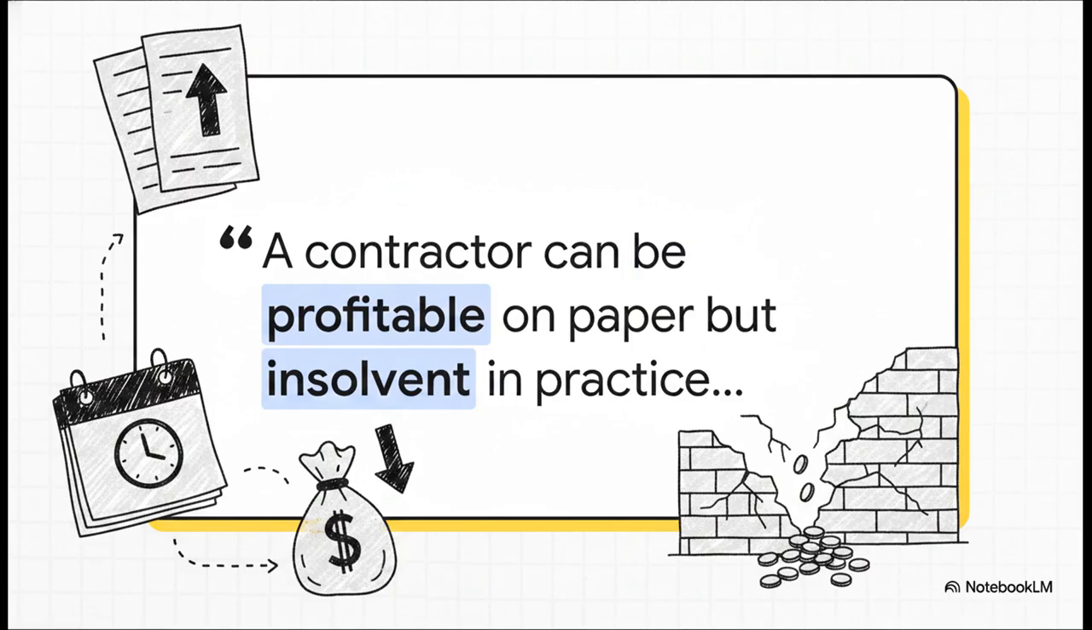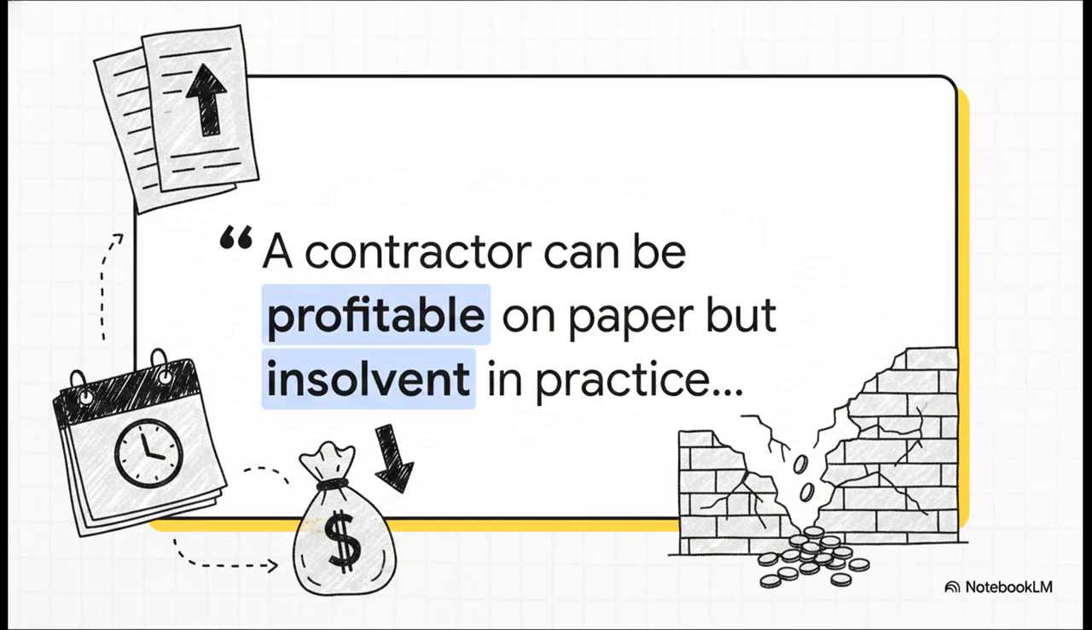Just listen to this quote for a second. It perfectly captures the chilling paradox of the construction industry. A contractor can be profitable on paper, but insolvent in practice if cash runs out mid-project. It's crazy, right? But because of how construction is structured, where you do the work way before you actually get paid for it, contractors are effectively financing the client.